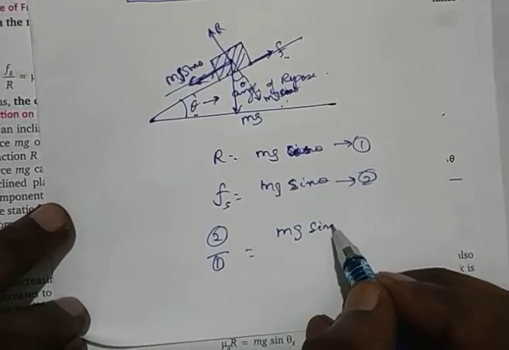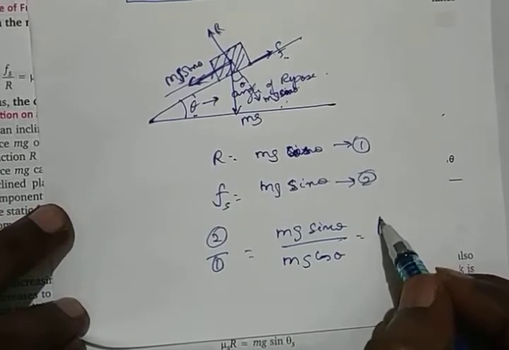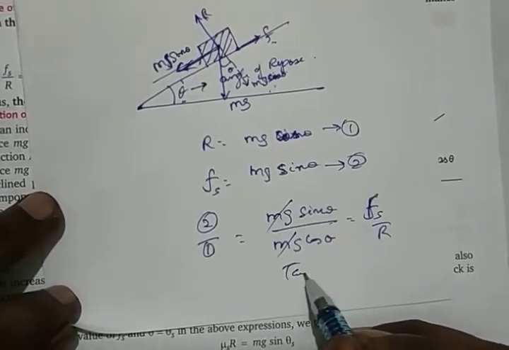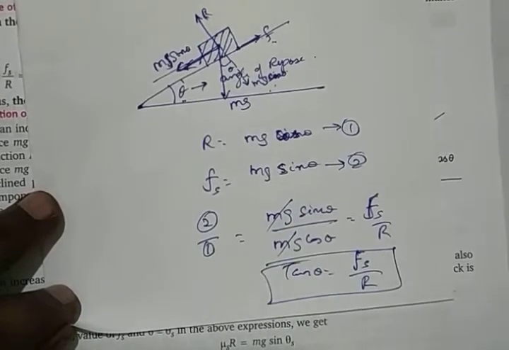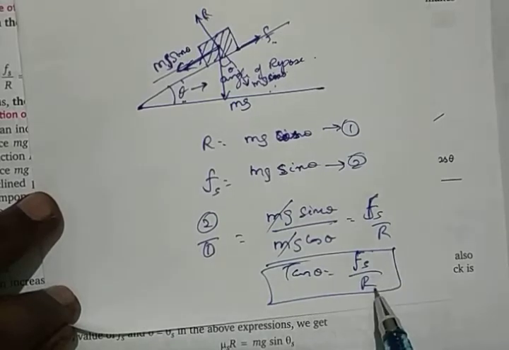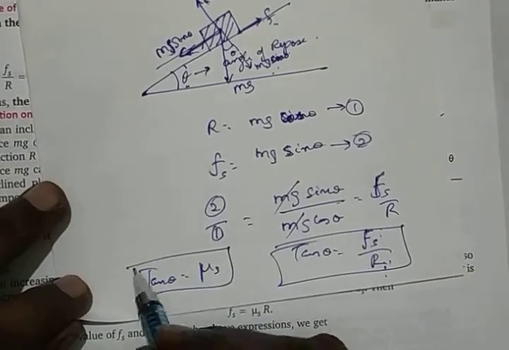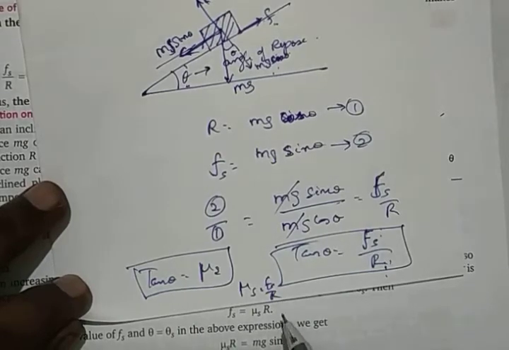Mg sin theta divided by mg cos theta is equal to Fs upon R. The mg will get cancelled out, and it will become tan theta. Tan theta is equal to Fs upon R. What is Fs upon R? We already know this value. It is a constant. Fs upon R is always a constant. So tan theta is equal to mu s, because mu s is Fs upon R, right? So that's what is given here.